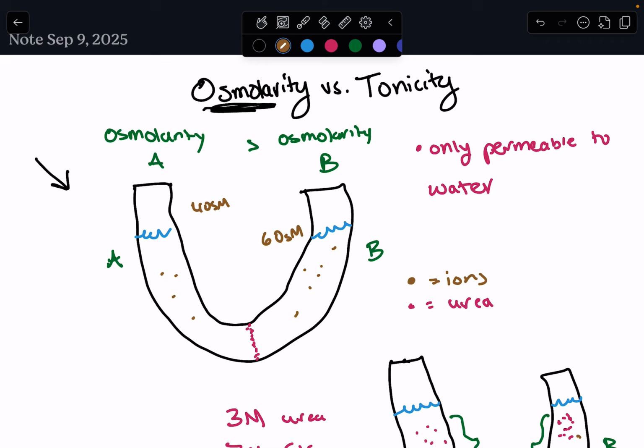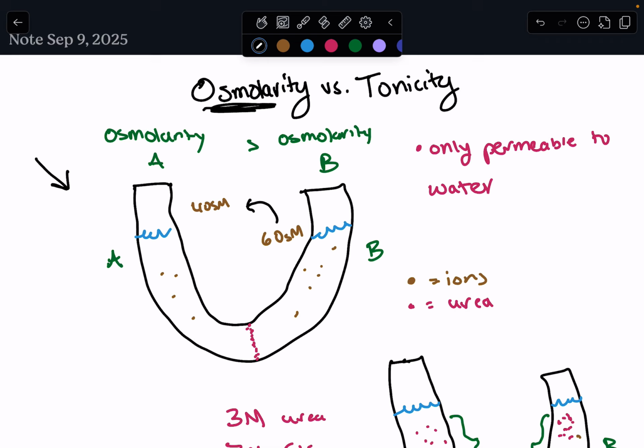So what's going to happen in this case is we know that things are always going to move from a high concentration to a low concentration. Typically, that would mean you're going to see movement of this high ion concentration to low ion concentration. Well, we can't do that, because we just discussed the fact that the ions are not able to permeate through the membrane.